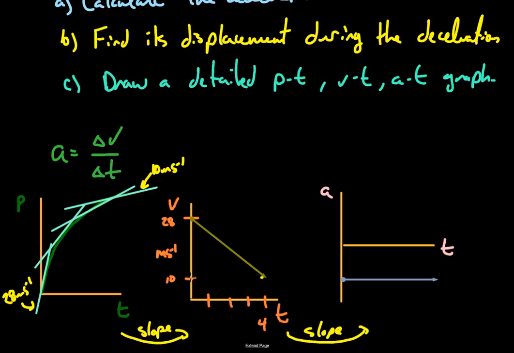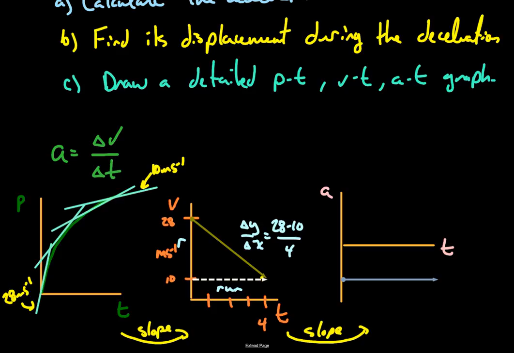Let's show how we do that. Rise over run, so delta y over delta x. Final minus initial, so 28 minus 10 over a delta of 4 seconds.